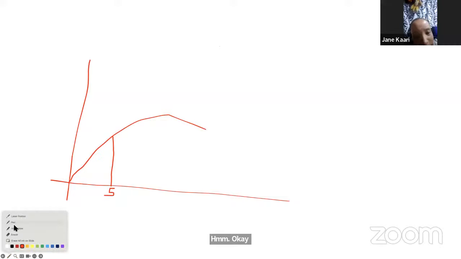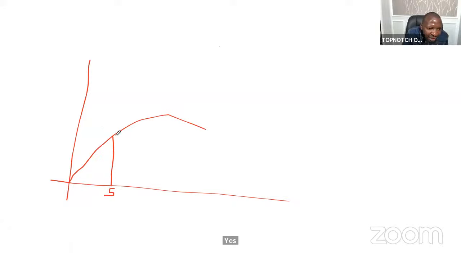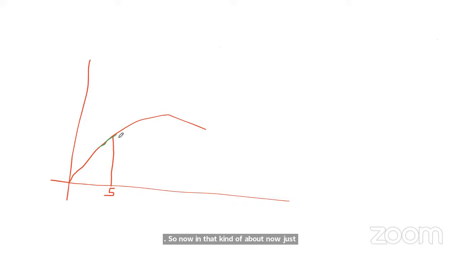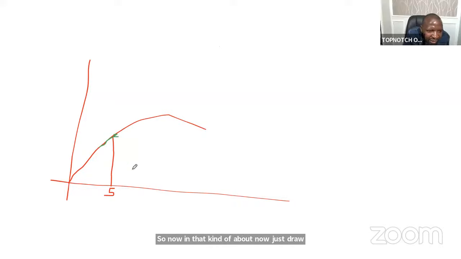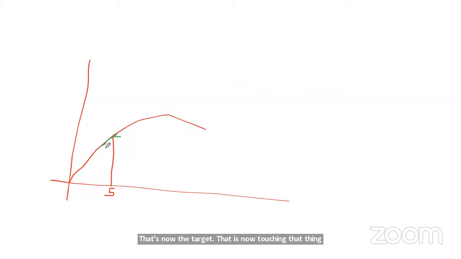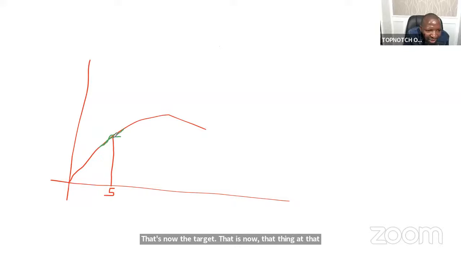Yes. So now let me get a different color. Now just draw a straight line. That's now the tangent. It is now touching the curve at that point. Sorry, it's not coming out very clearly, but I assume that is a straight line. Just make sure it touches there. Do we understand each other?